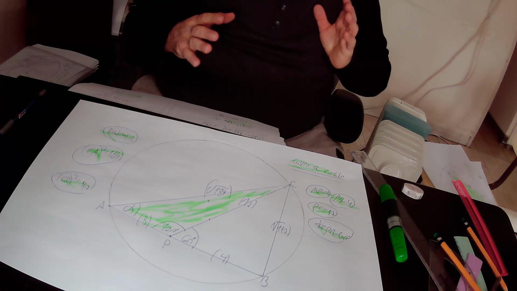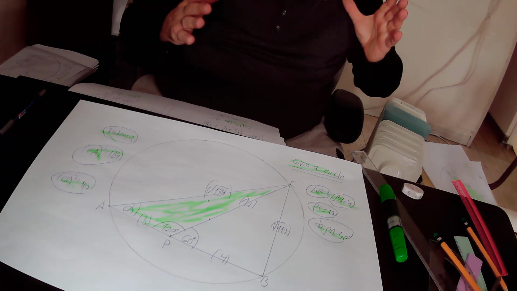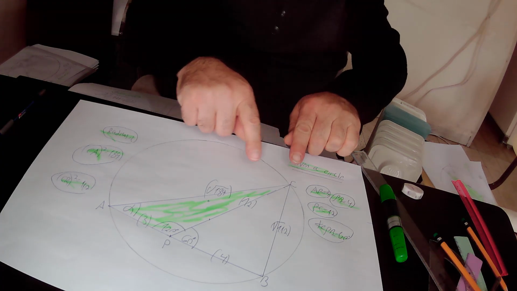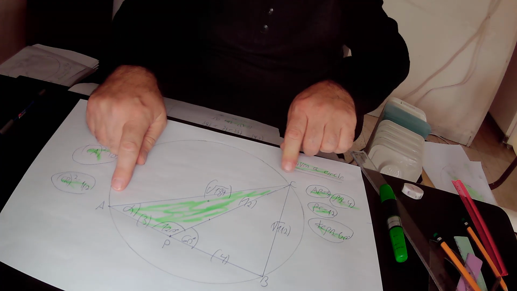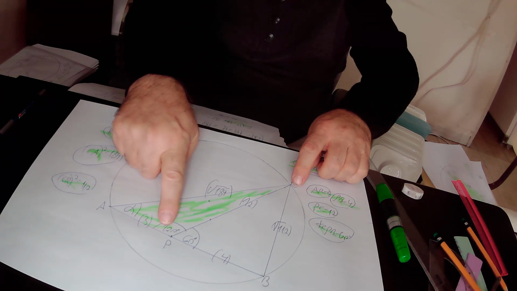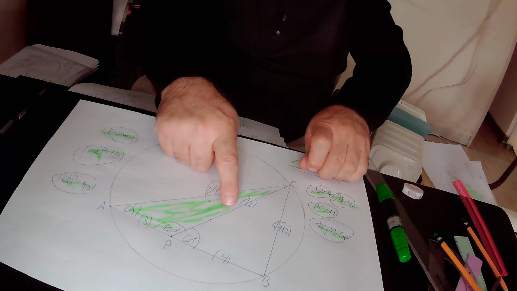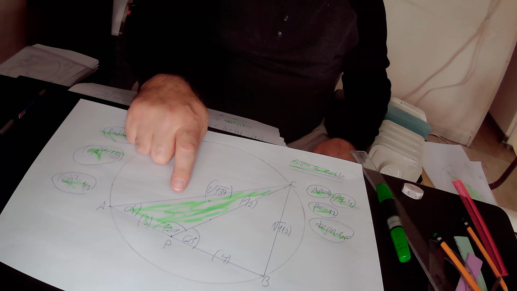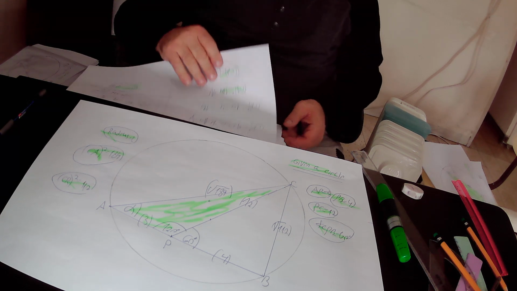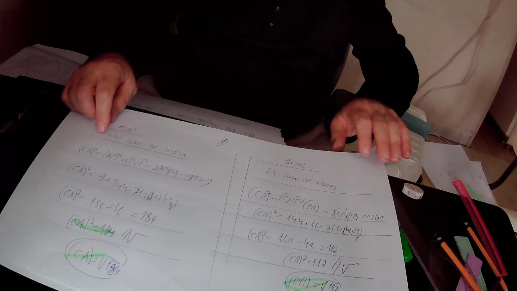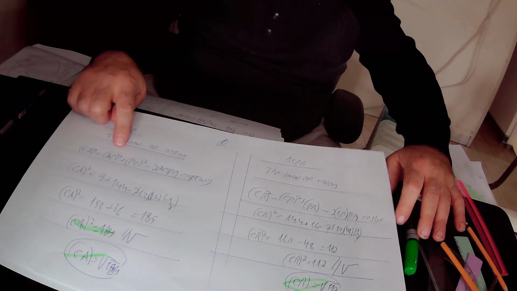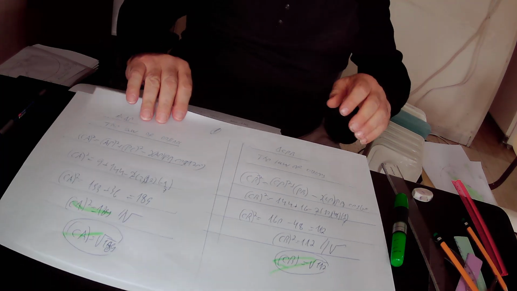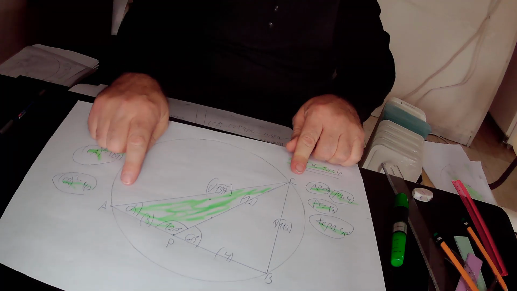So according to the law of cosines, in this green triangle CAP, the following equation holds: CA squared equals AP squared plus PC squared minus 2 times AP times PC times cosine 120 degrees. CA is the missing side, so we will solve for it.